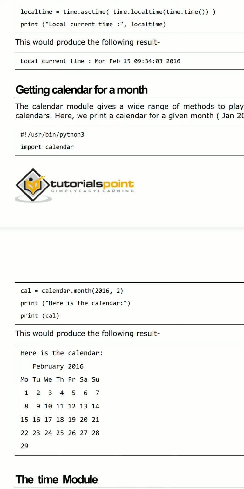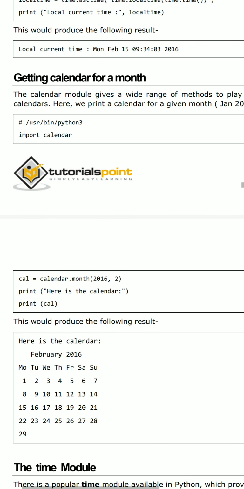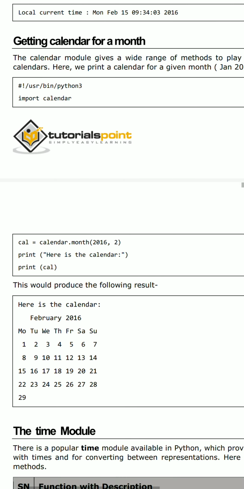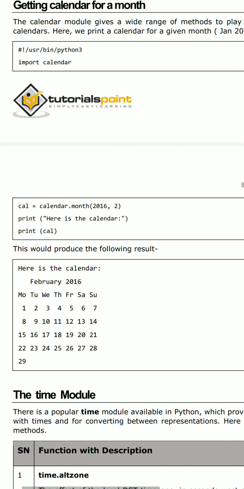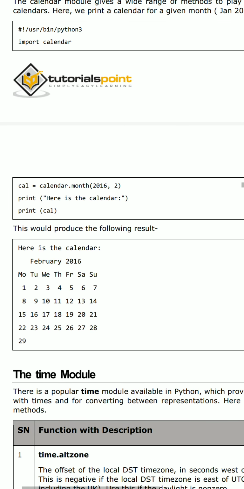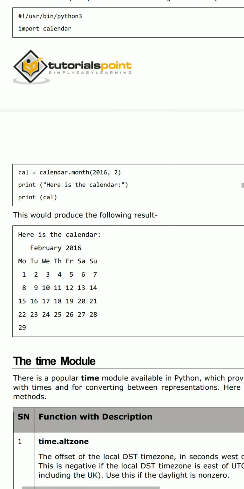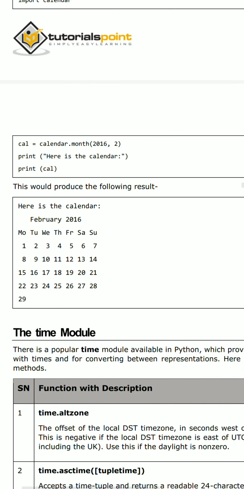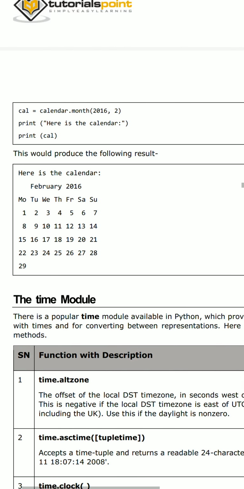Next one is getting the calendar for a month. How can we get a calendar? Consider the program: import calendar. Next I am initializing the value cal, that is calendar.month(2016, 2), where 2016 specifies the year and the number 2 specifies the month of the year. And next is the print function. Here I am printing the calendar onto the output screen.